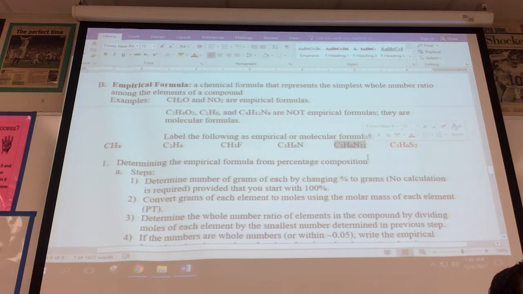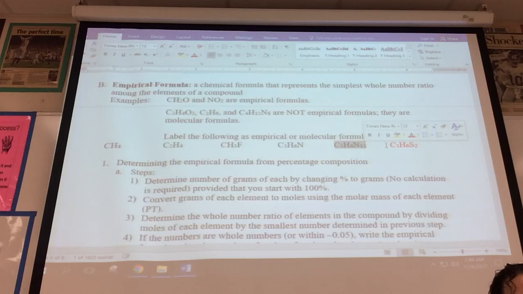C3H6N12, molecular, divisible by 3. Look at this one, C3H6S2, empirical. 2 and 3 do not have a greatest common factor. Be careful there. That's not reducible. Does that make sense?